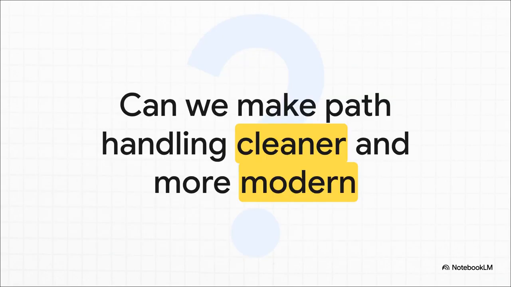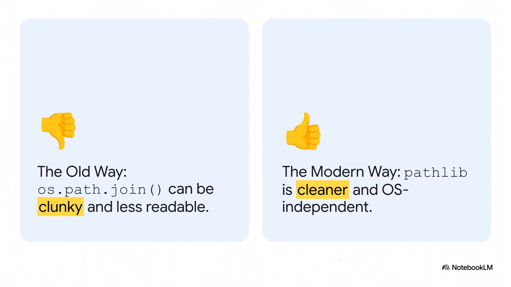Oh, absolutely. The standard OS library totally works, but there's a more modern, more elegant way to handle file paths that just makes our code so much nicer to read. So, the old way, on the left, it works, but it can get a little clunky. Now, look at the right. This is the modern approach, using a library called pathlib. You just combine paths with a simple slash. It's way more readable, it's less prone to errors, and it works flawlessly across Windows, Mac, and Linux. It's a real game changer.